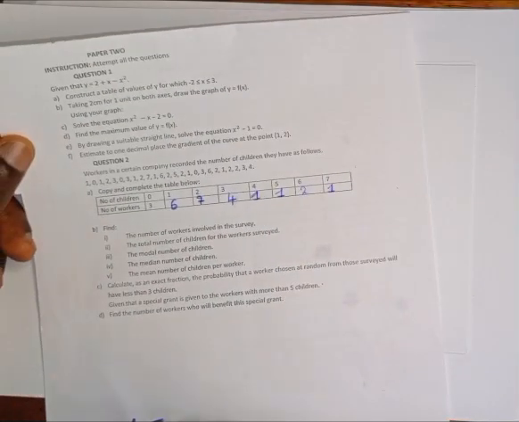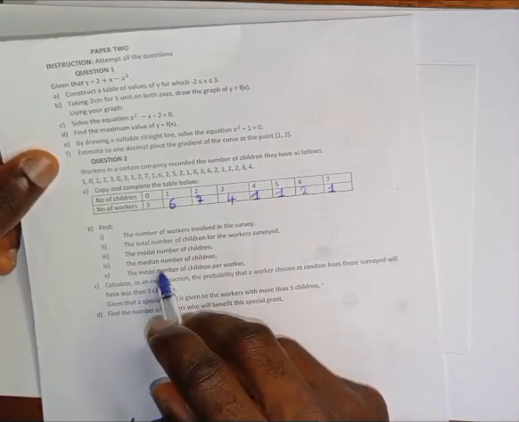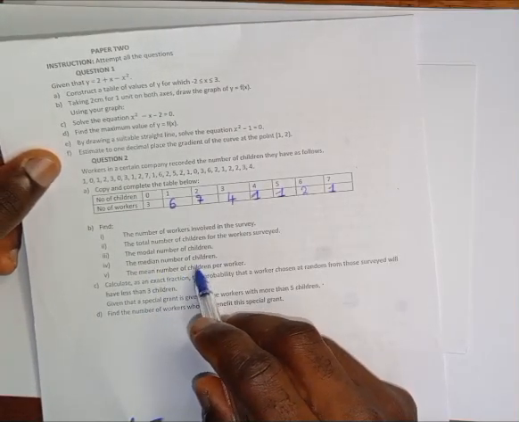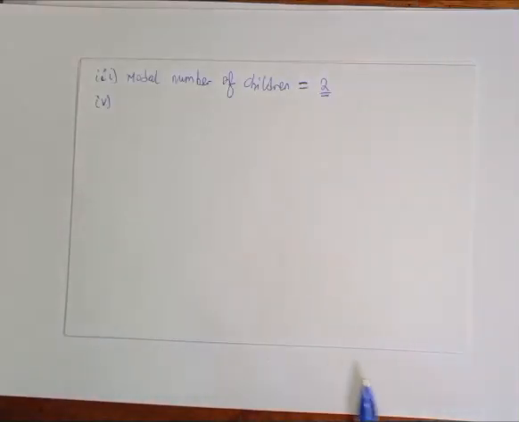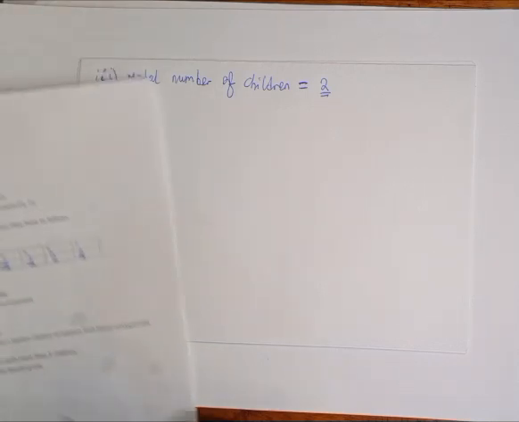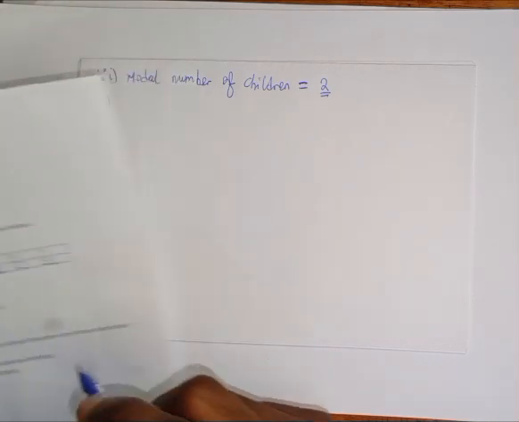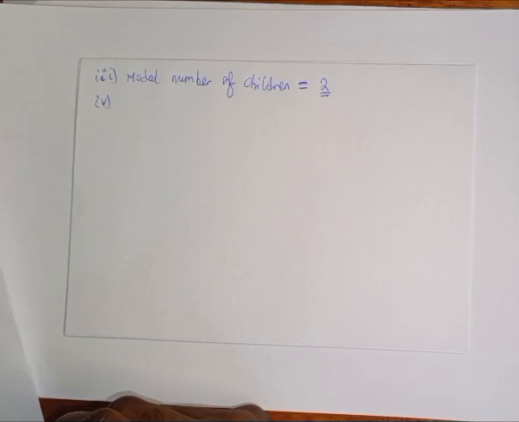IV is asking us to find the median number of children. That means the number that divides the data into 2 equal halves. And for us to get the median, we are going to arrange the data in ascending order or in descending order. We are going to arrange these numbers in ascending order. We start from the smallest.